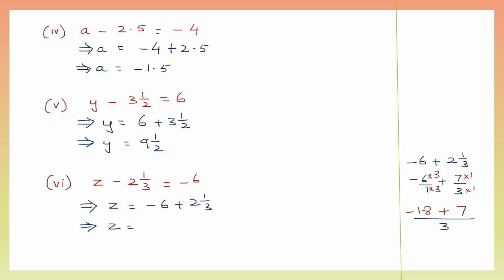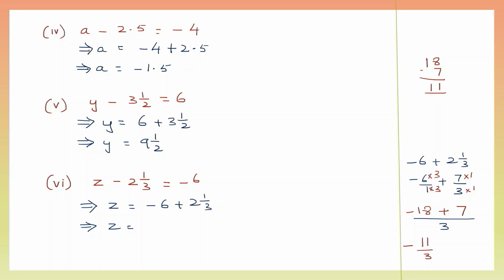Now minus 18 plus 7, signs are different. So we have to put the sign of the bigger number and subtract. So let's subtract 18 minus 7. 8 minus 7 is 1 and we bring down 1. So that is minus 11 by 3.